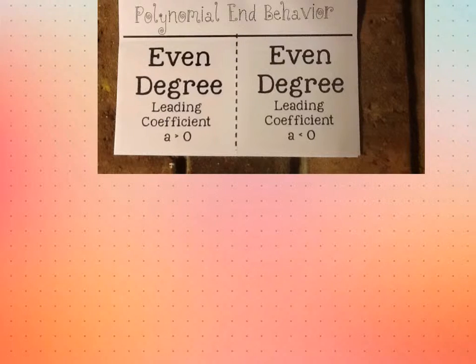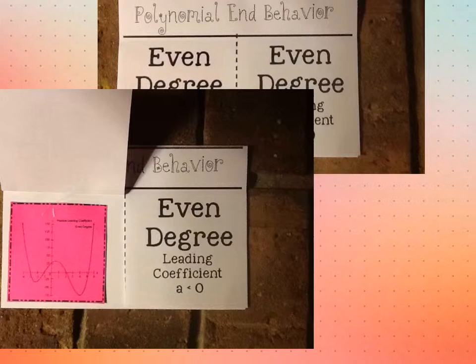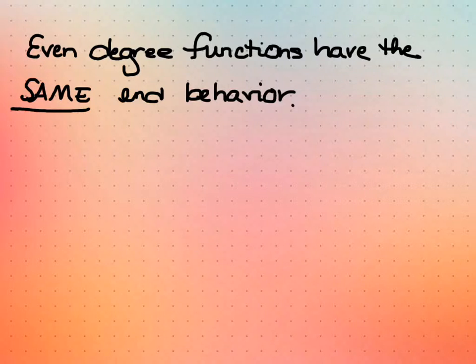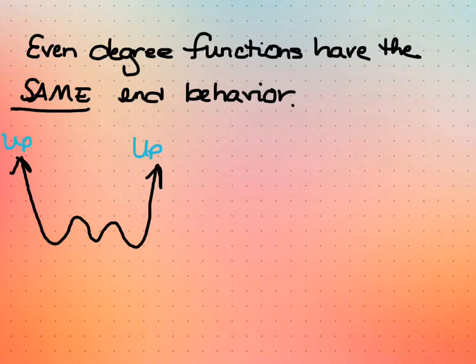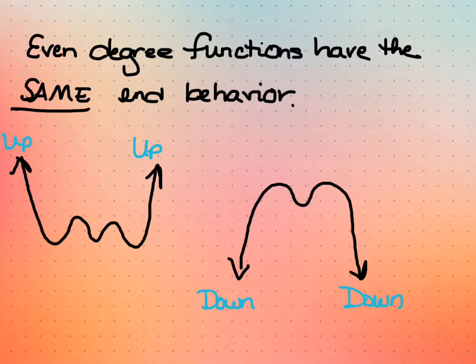Alright, so this is some of the notes that I passed out in class. They look like this. And we're going to take a look at even degree functions first. They have the same end behavior. In other words, both sides will be doing the same thing. Both sides are going up, or both sides are going down. So any even degree function will have these characteristics. And what I mean by even degree, I'm talking about the highest degree of the polynomial. If it's an even number or an odd number, that's how we determine its end behavior.